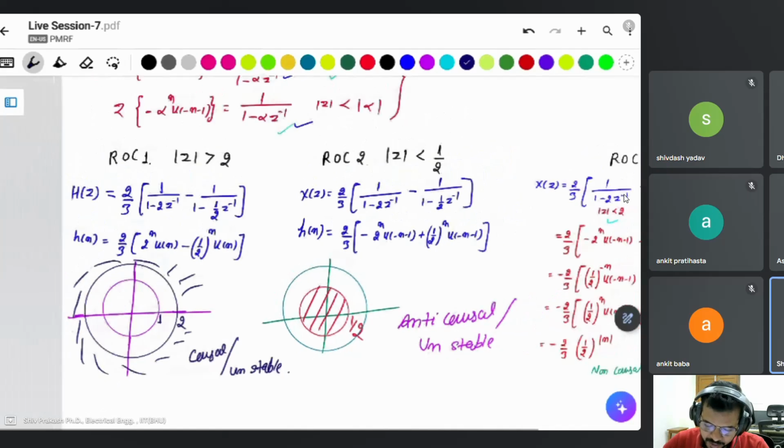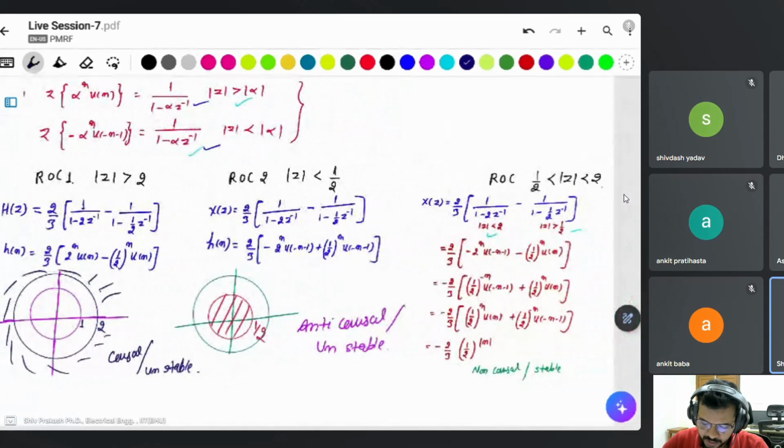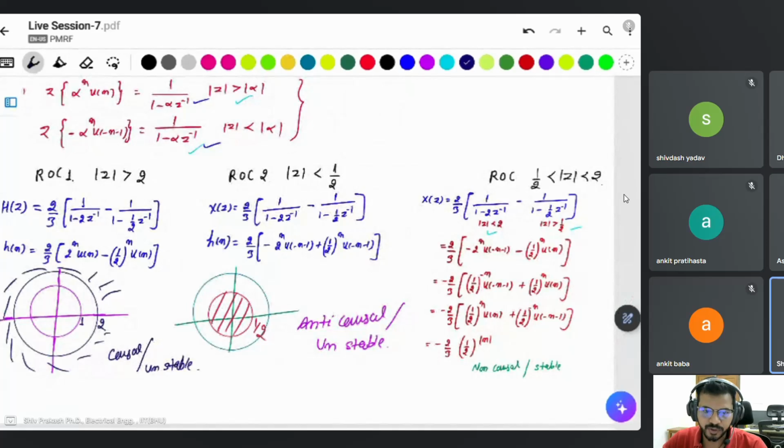It means if the ROC is given in the question, then you have to choose the formula according to the ROC. If the ROC is not given in the system, then you can choose the greater than ROC. By default, you can choose the greater than ROC, but in most questions, it will be given.